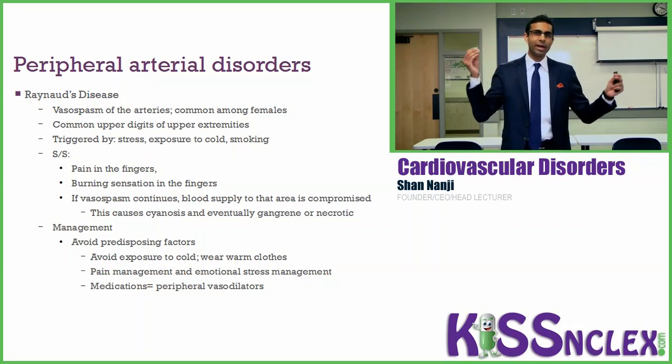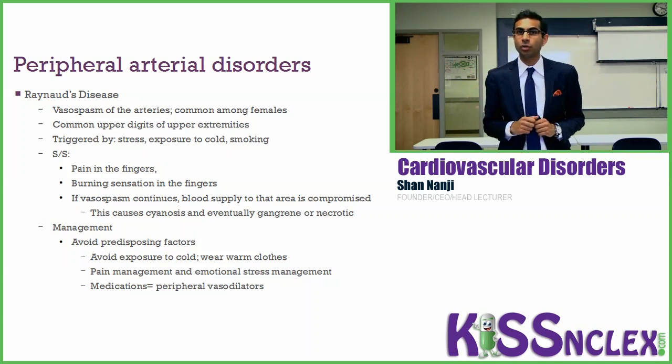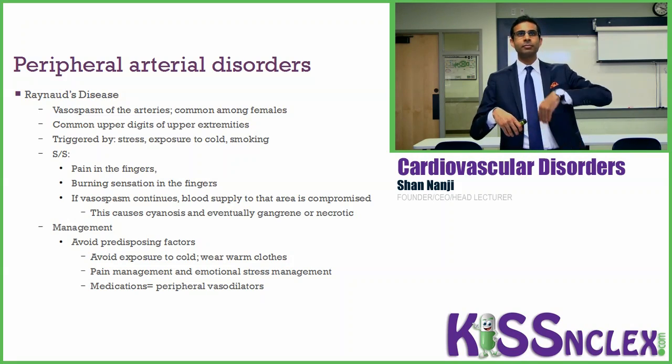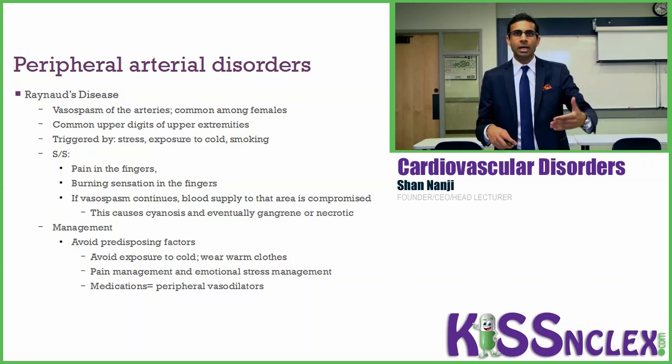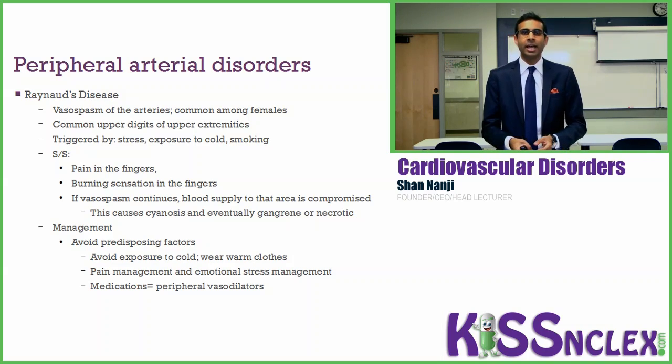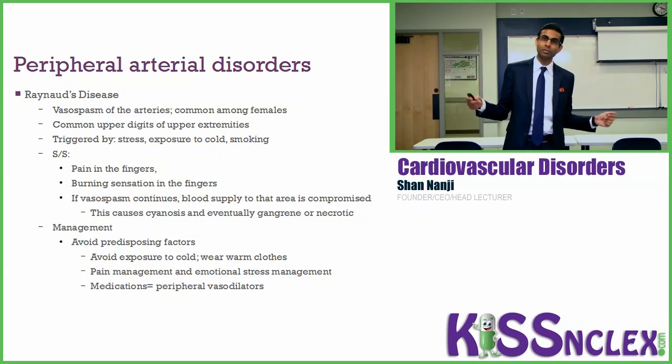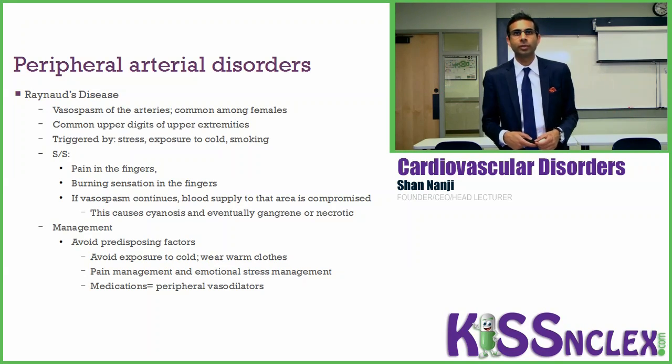So what's going to happen when you have restricted blood flow to your fingers and toes, like we talked about earlier? That claudication, right? The intermittent claudication, that pain or burning sensation in your fingers. So this vasospasm continues, blood supply gets compromised, and you can eventually have cyanosis and gangrene or necrosis. And Raynaud's phenomenon is like the American flag, red, white, and blue sometimes, right? You get that blue coloration, that discoloration.